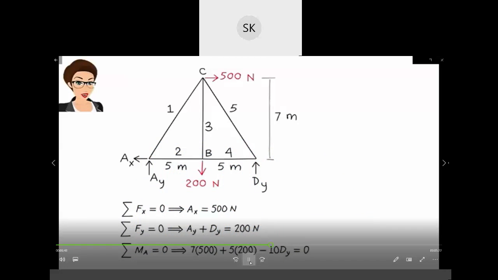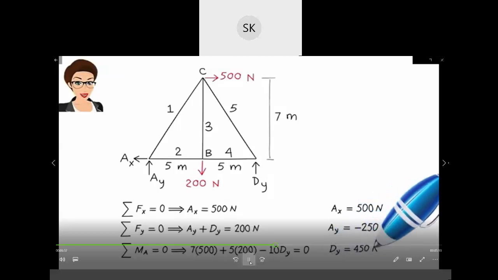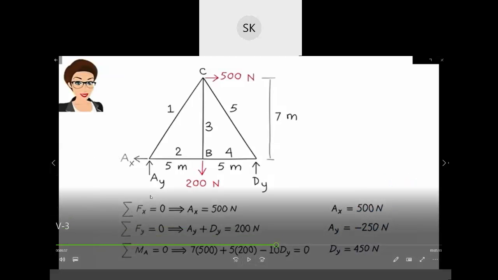The support reactions are AX equals 500 newtons, AY equals negative 250 newtons, and DY equals 450 newtons. So by using equilibrium equations, summation of all the vertical forces equals 0, summation of all the horizontal forces equals 0, summation of moment about a point equals 0. By using these 3 equilibrium equations, they have found the values of AX, AY and DY, because these are the external reactions. So they have found 500, 250, 450.